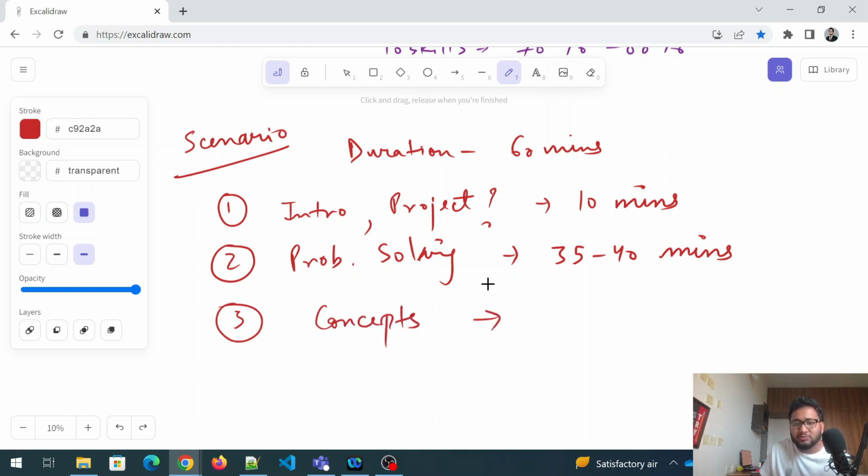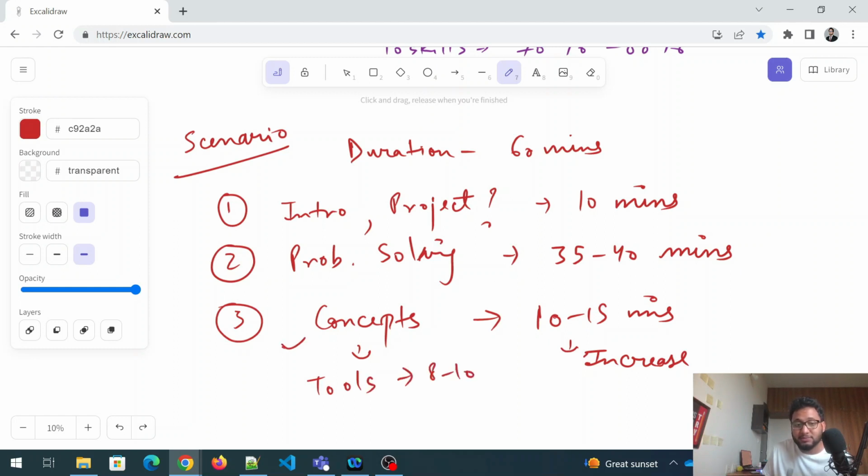So the remaining time, I think that is close to 10 to 15 minutes. Depending on the conceptual questions, the tools and technologies, this depends. I mean, this can increase. This can really increase. How? Because it depends on the tools. For example, if we are looking for someone who needs to know like 8 to 10 tools, then this concept part can increase.